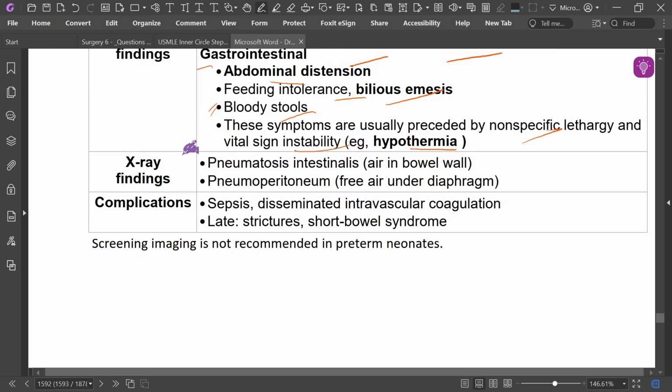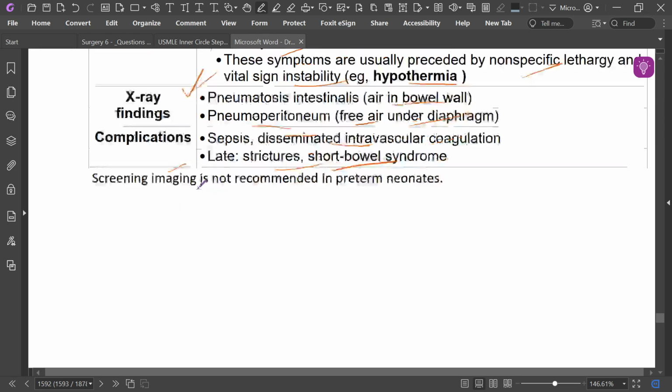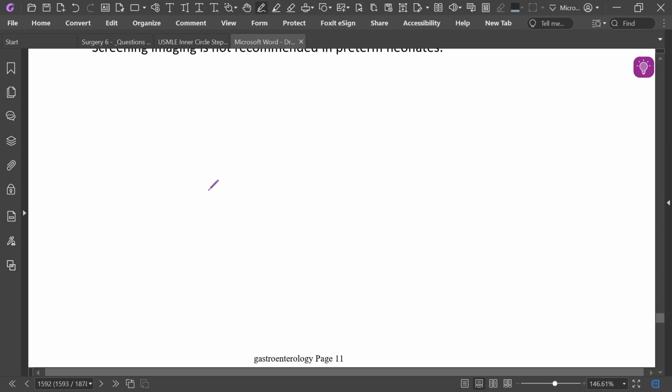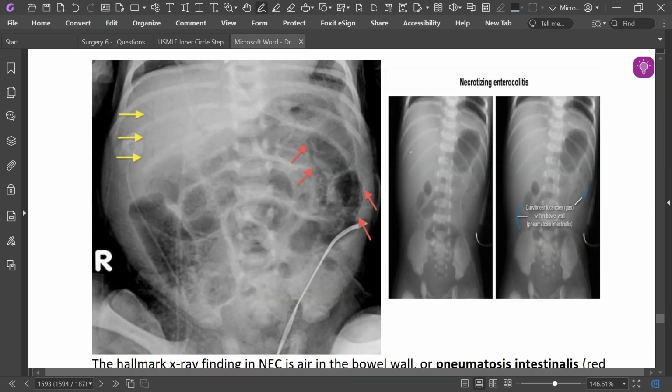X-ray shows pneumatosis intestinalis, air in the bowel wall, and pneumoperitoneum, free air under the diaphragm. Complications are sepsis, DIC, late stricture, and short bowel syndrome. Screening imaging is not recommended in preterm infants. This is NEC. There is curvilinear lucency.